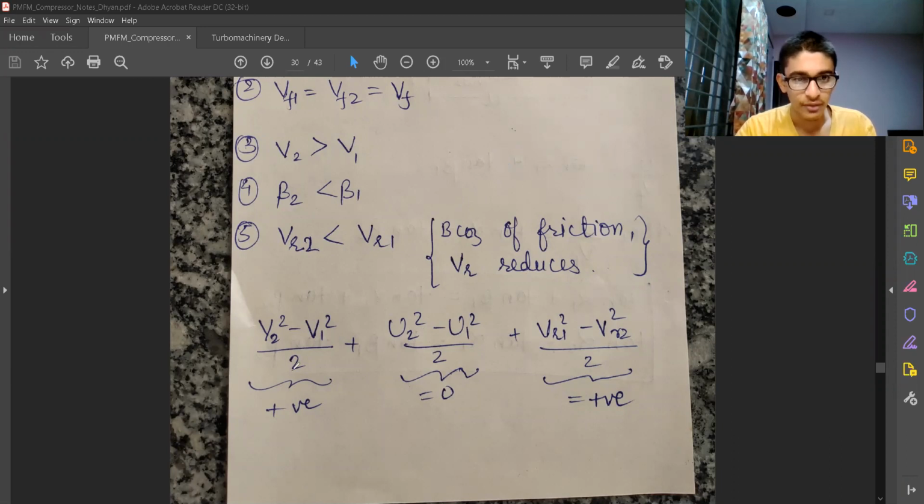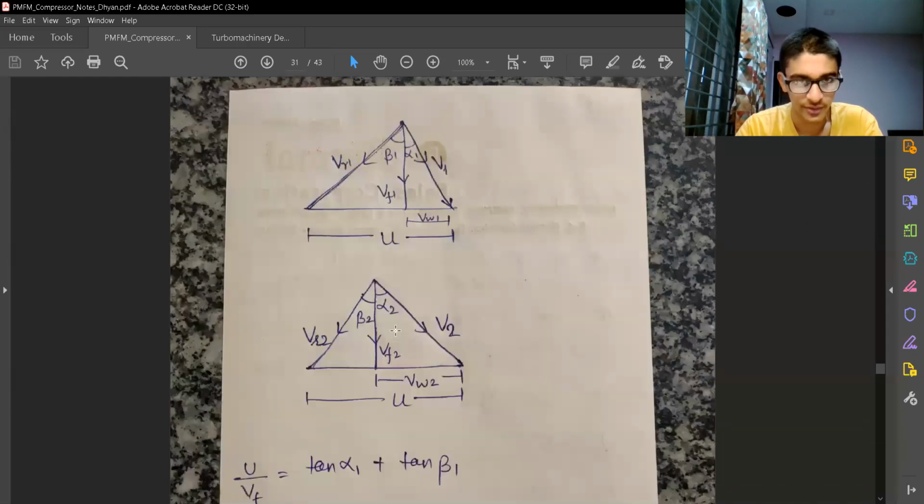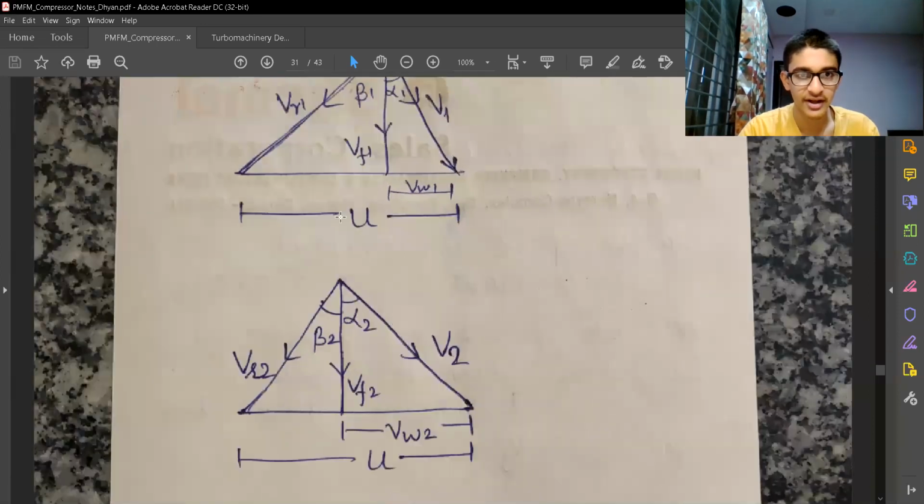Now let's see how the things are going to contribute. The velocities are going to contribute to the gain in energy. We know how the energy transfer, the whole change in head, is given by this expression. So V2 square minus V1 square by 2 is going to be positive. U2 square minus U1 square will be 0 because the blade velocities are constant. The Vr1 and Vr2: since Vr1 is greater than Vr2, as I have seen earlier, this is also going to be positive. So now these are the velocity triangles.